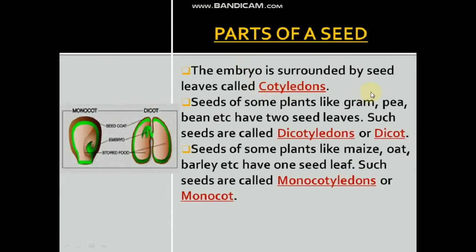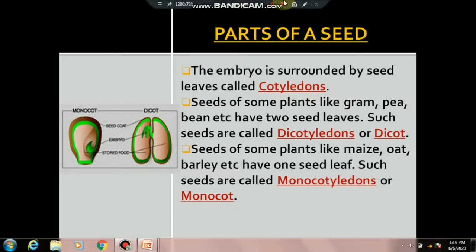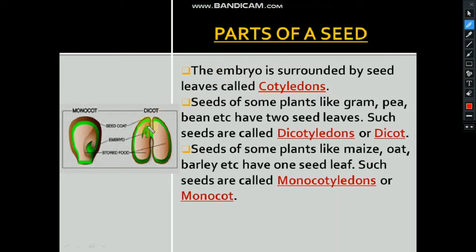Now the embryo is surrounded by seed leaves called the cotyledons. In this picture, can you see the embryo, the baby plant? This is the baby plant, and it is surrounded by the two seed leaves. These are known as the cotyledons. Now what do these cotyledons do? They provide food to the seed, because in a plant food is produced by leaves and in a seed there are no leaves. So these cotyledons provide the seed the food.